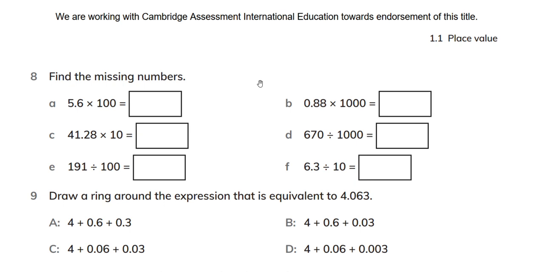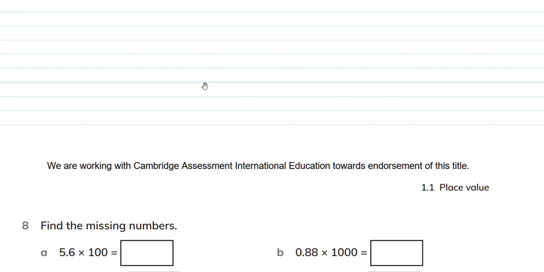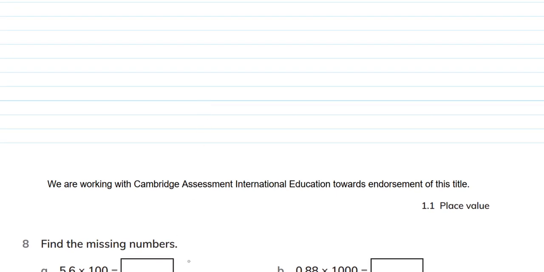So before we start, just let me know one thing. We have discussed some rules for the multiplication and for the division with hundreds, tens. Remember or not? So what were the rules? For example, if we will multiply, what will happen to the decimal?